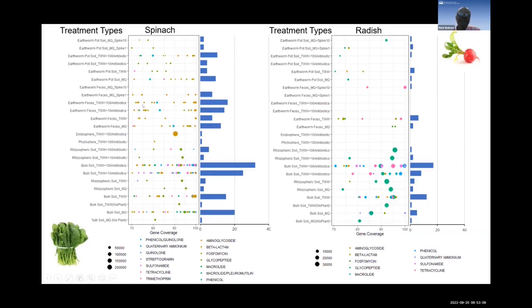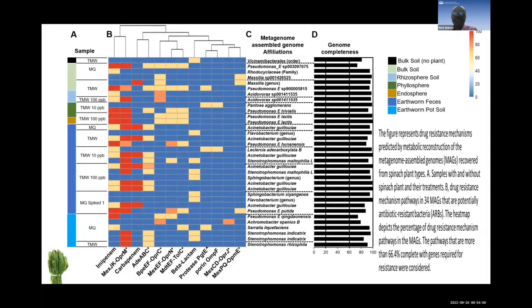You can see with radish or with the spinach, you have a lot of genes detected, especially from soil and rhizosphere area, compared to what you have up in the upper portion of the figure, which is mainly from the earthworm fecal material or from the earthworm gut. Then when you get to radish, you see the same thing. You have a lot of these genes detected here in the soil, but once you move to the earthworm part of the study, you have fewer of the genes detected.